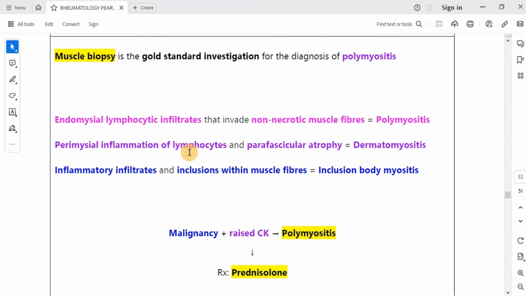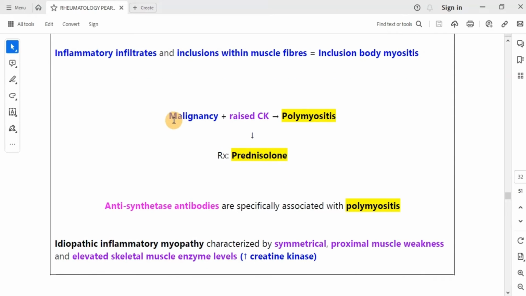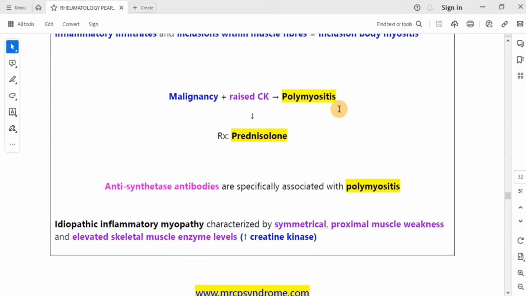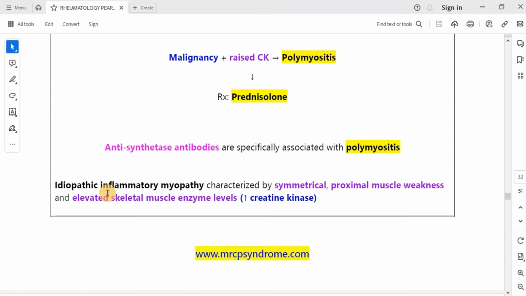Perimysial inflammation of lymphocytes and perifascicular atrophy, biopsy findings of dermatomyositis. Inflammatory infiltrate and inclusion within muscle fiber, inclusion body myositis. So patient coming up with features of malignancy plus raised creatinine kinase, no dermatological involvement, think of polymyositis, and patient should be treated with the prednisolone. Anti-synthetase antibodies are specifically associated with polymyositis.